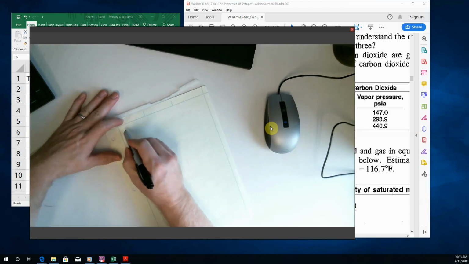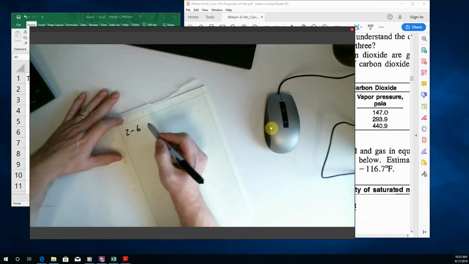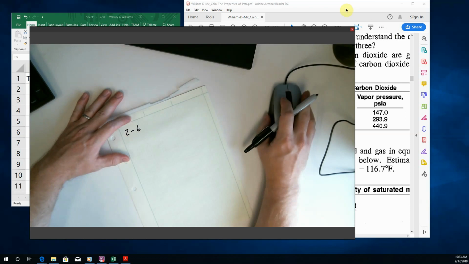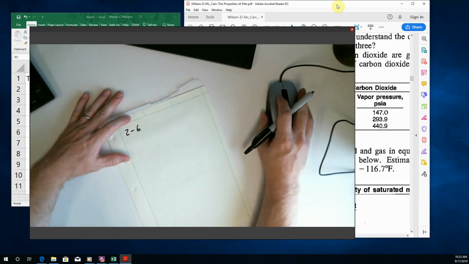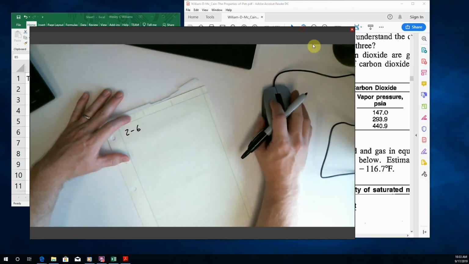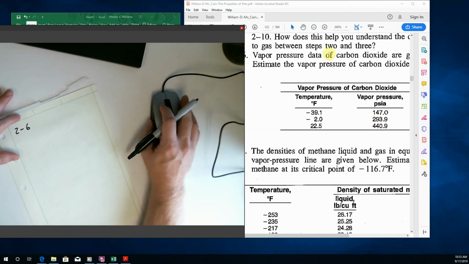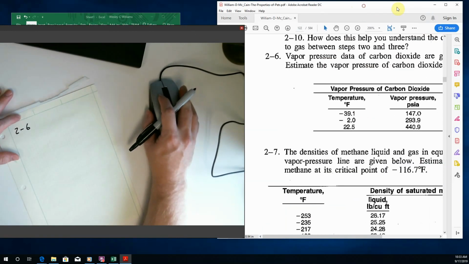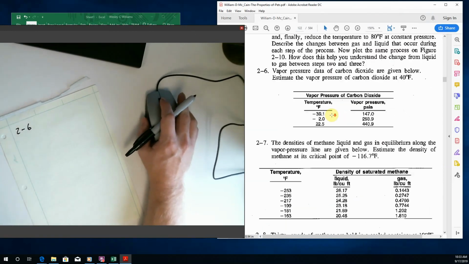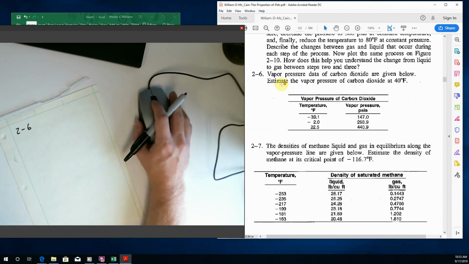All right, let's take a look at problem 2-6. So let's click over here. Let me drag this out of the way a second here. So here's what we're looking at. I can zoom out a little bit so we can see it.